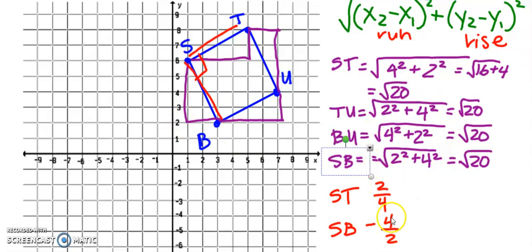So as you can see here, these are opposite reciprocals. One is positive, one is negative. I have 2 over 4, and then it flipped to 4 over 2. So that was what I needed to prove a square. I just showed that ST and SB are perpendicular. They form a right angle, and I've also shown that all 4 sides are congruent.